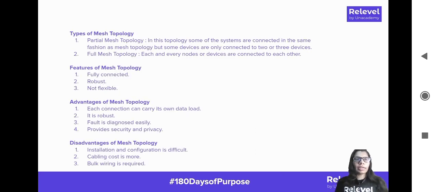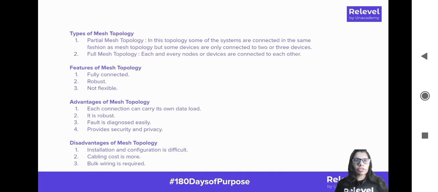Now let's move forward and see the types of it. There is partial mesh topology. In this topology, some systems are connected in the same fashion as mesh topology, but some devices are only connected to 2 or 3 devices. So that means all the devices are not connected to all other devices. Some of the devices would be connected as in a normal mesh topology, to the other remaining n-1 devices, but some devices don't require connecting to all other devices, and they would be connected to just 2 or 3 main devices.